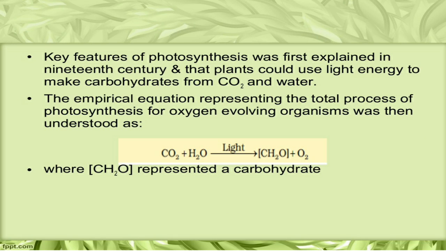The key feature of photosynthesis was first explained in the 19th century: that plants could use light energy to make carbohydrates from carbon dioxide and water. The empirical equation representing the total process of photosynthesis for oxygen-evolving organisms was then understood as carbon dioxide plus water, in the presence of light, forms carbohydrate plus oxygen.